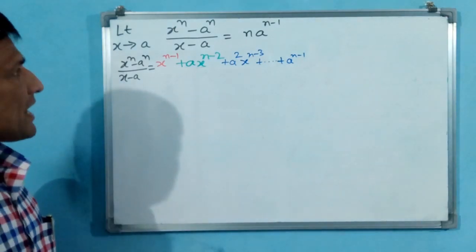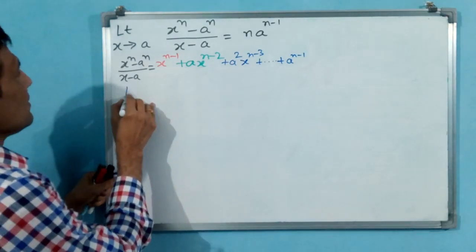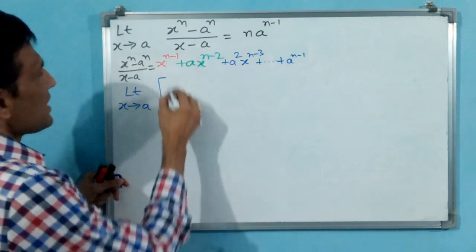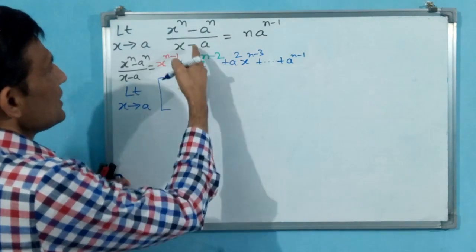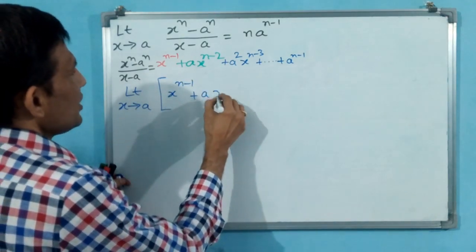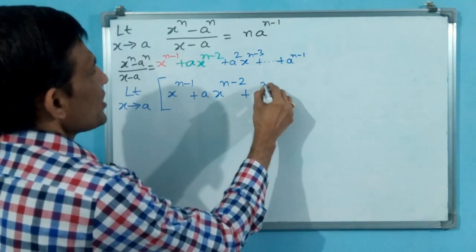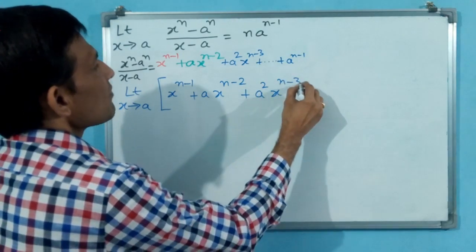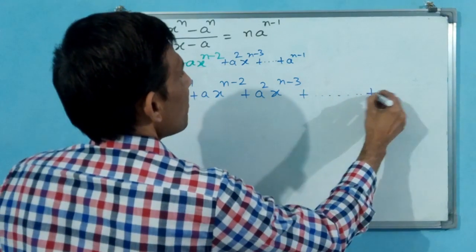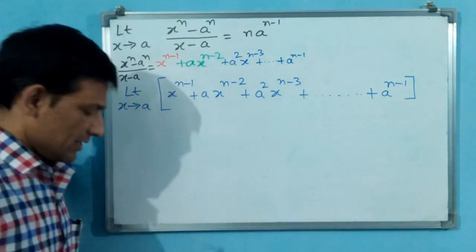Okay. Now what I am doing, I am applying the limit. Limit x tends to a, and I am writing this one rather than this one. Why? Because this has become x to the power of n minus 1 plus a into x to the power of n minus 2 plus a square x to the power of n minus 3 plus and so on, a power n minus 1.